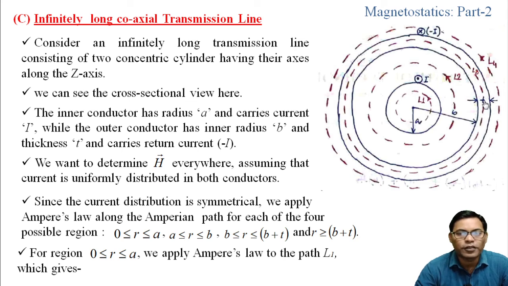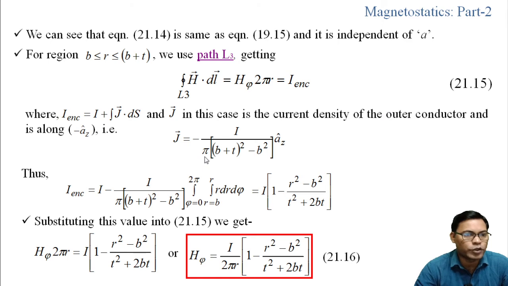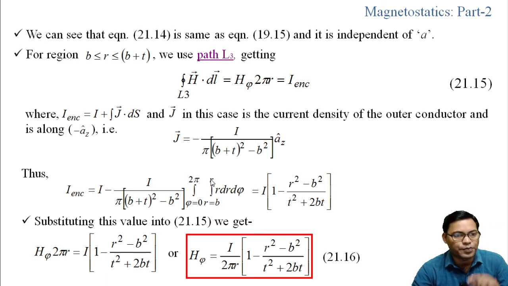From that we get the expression for the strip area, just like pi a squared, here pi times ((b plus t) squared minus b squared), along the z direction. Now for I enclosed, we get I plus the integral of J dot ds. Here J we got this expression, and ds is the same expression, that is, integration of phi equals 0 to 2 pi, r equals b to b plus t, that is the strip. For that we are calculating r dr d phi.